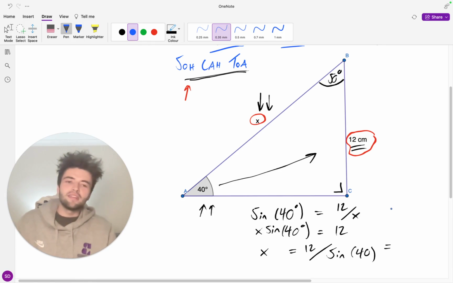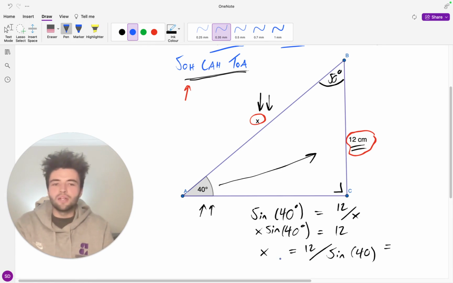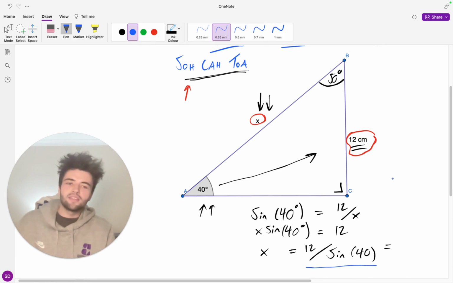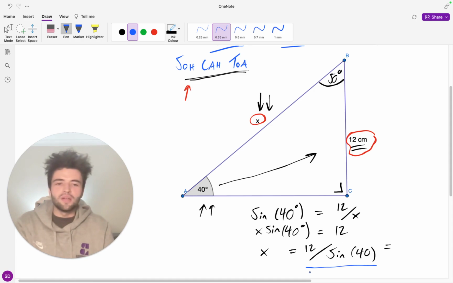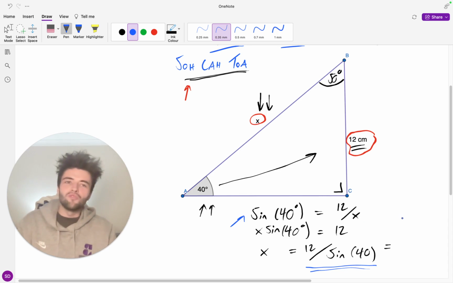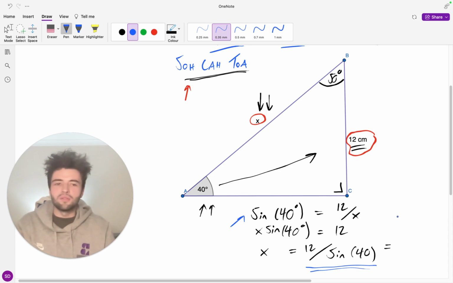The point of doing that is that we can plug this value straight into our calculator now. So we can put in 12 over sine 40 straight in to get the exact side length that we're looking for. The main benefit of doing this, instead of just plugging it in on the top line, is to make sure that we get the right decimal places and everything, so the answer is more accurate, and there's no rounding until the very end.